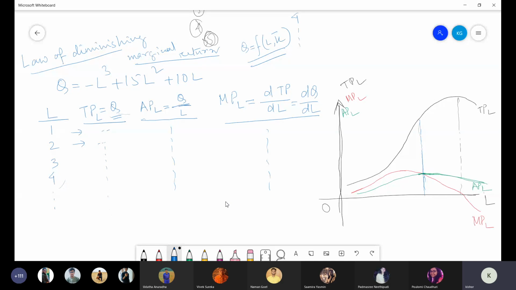Say, for example, suppose the variable input is labor, and the optimal requirement of labor in your production unit is suppose 15 units. You do not know that this is the optimal number. What you did, you recruited maybe 20 labor.